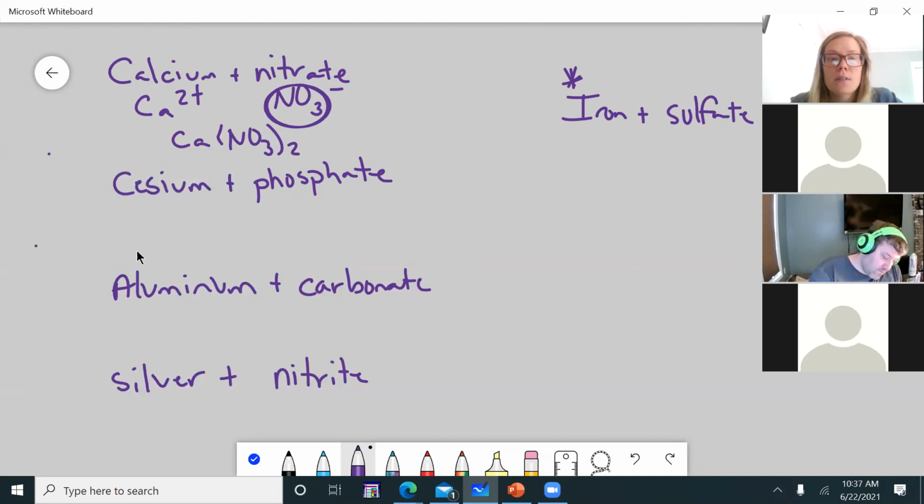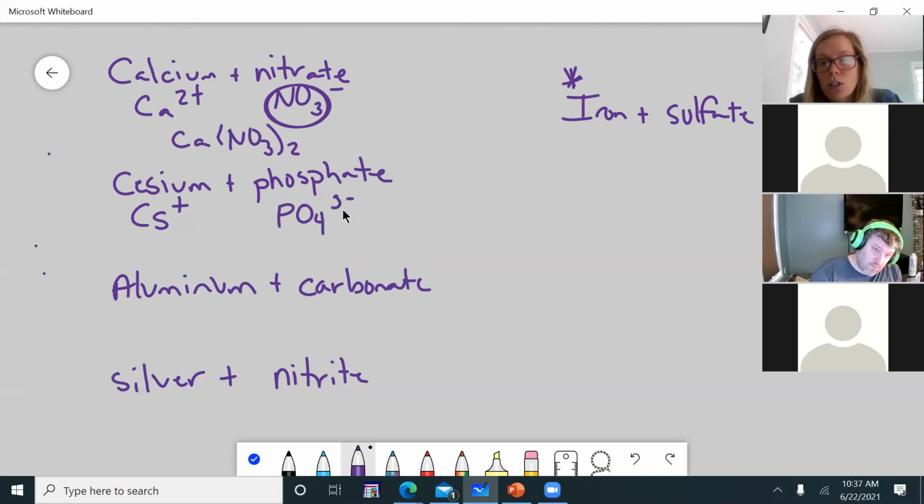Cesium and phosphate. So cesium is Cs, and this is a +1 charge. Phosphate is PO4 with a 3- charge. Flip-flop these things. I should have 3 cesiums, Cs3, for every 1 phosphate, PO4. If I only have 1 phosphate, I don't have to put it in parentheses, okay?